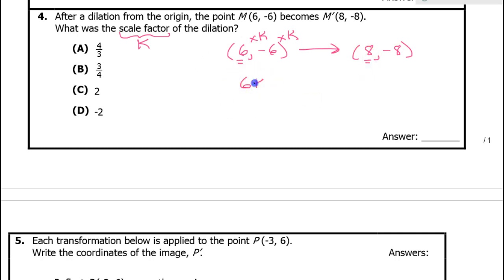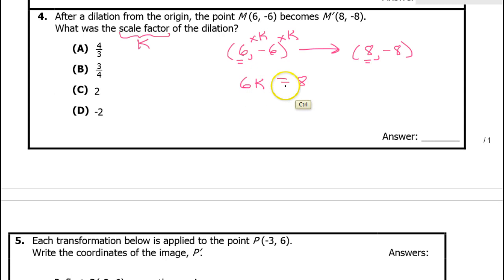6 times what value would give you 8? All right, because that's how you do it. You just multiply by k. So 6 times k has to give us 8. But we can solve this little equation.